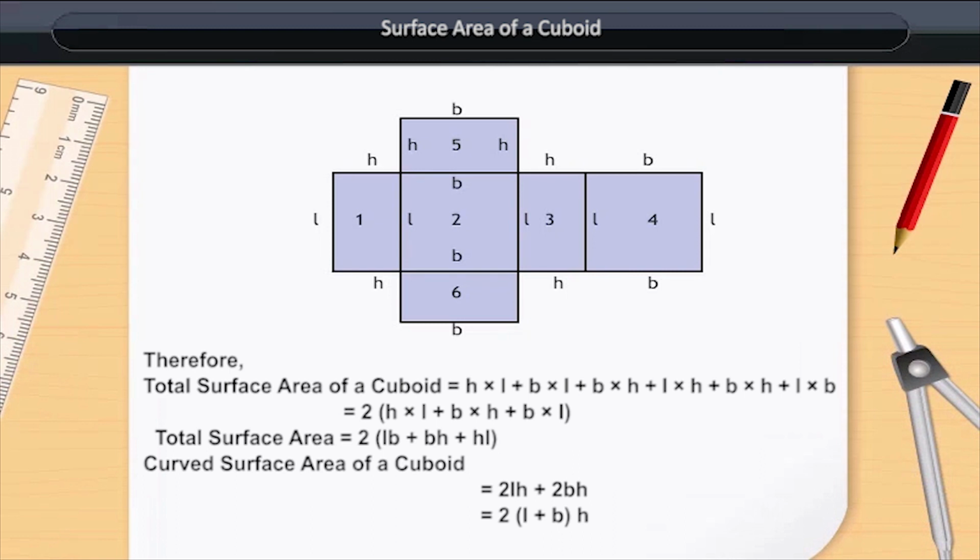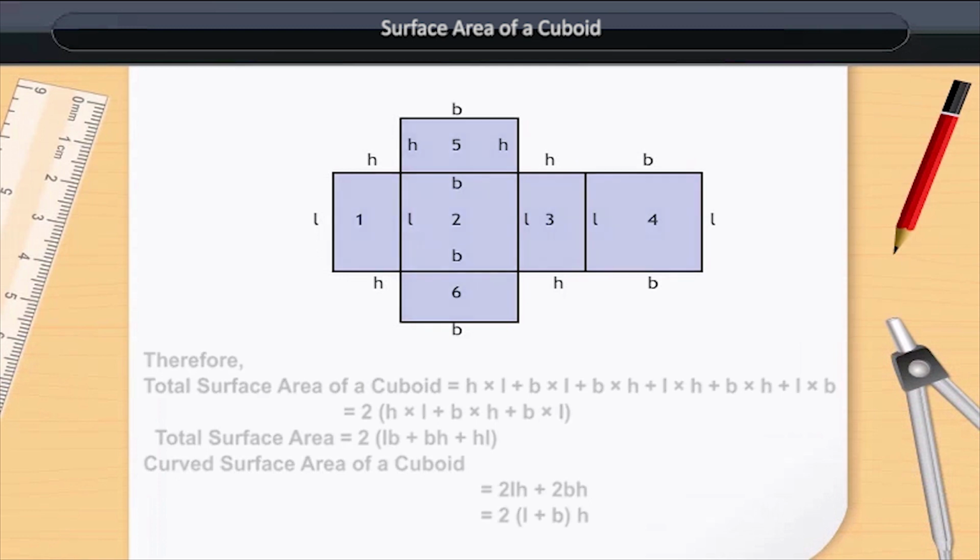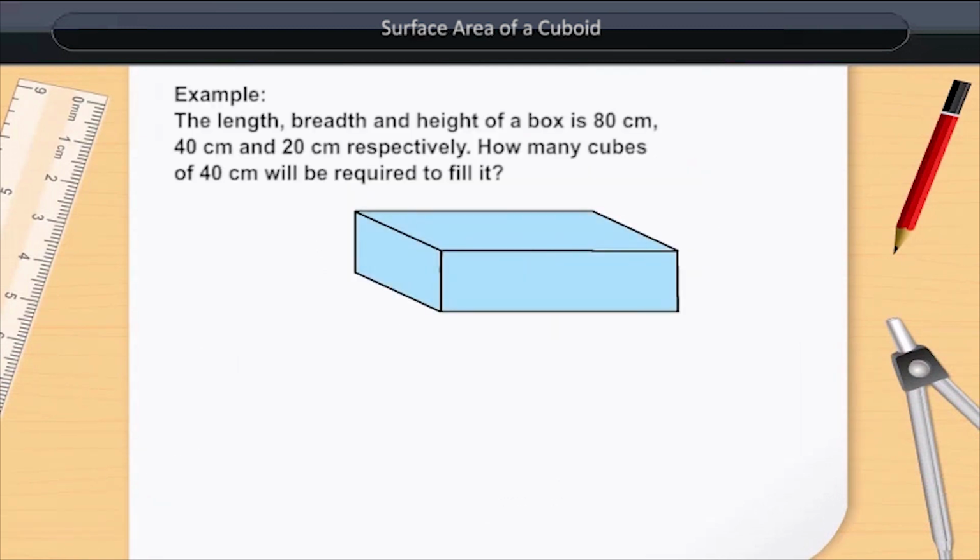Curved surface area of a cuboid is equal to 2 within brackets L plus B multiplied by H. The length, breadth and height of a box is 80 cm, 40 cm and 20 cm respectively. How many cubes of 40 cm will be required to fill it?